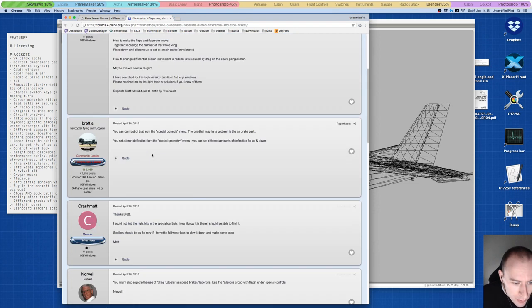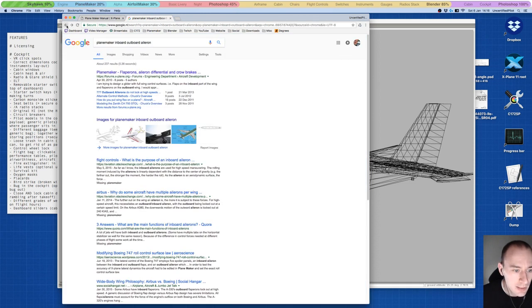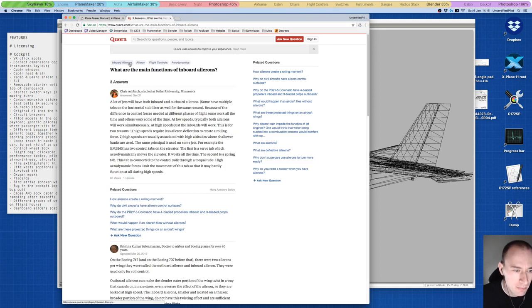Control surfaces. Inboard. Flaps on the inboard part of the wing and flaperons on the outboard wing. Yeah, but that's not what I was looking for. What are the main functions of inboard ailerons? That's a good question. Oh yeah, we found it through Google Images actually. A lot of jets will have both inboard and outboard ailerons. Yes, I know. Some have multiple tabs on horizontal. Yeah, because of the difference in control efficiency at low speeds. Typically, both ailerons will work simultaneously. Makes sense. At high speed, just the inboards will work. Yes.